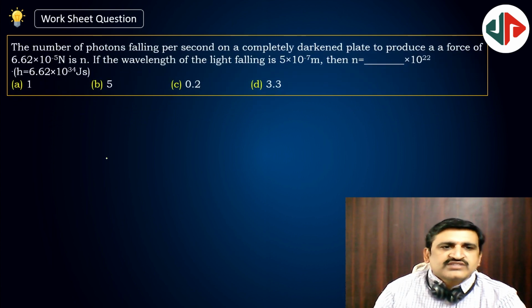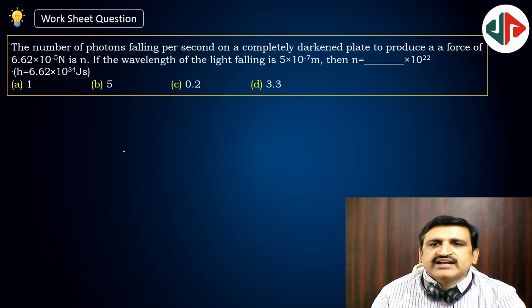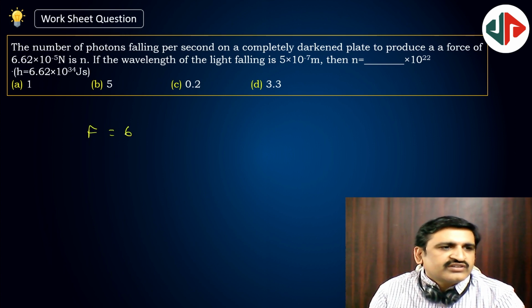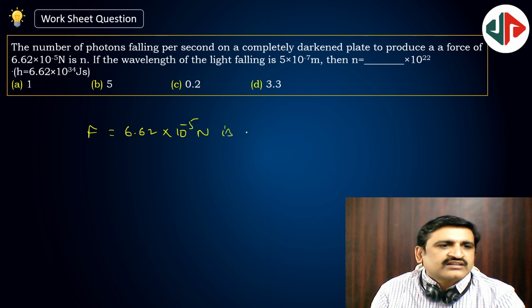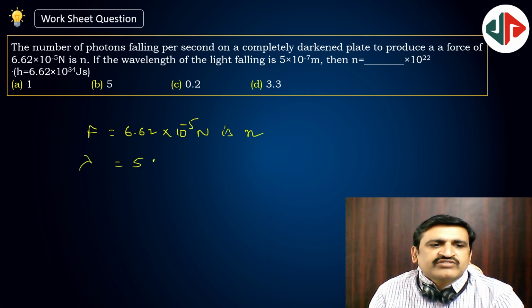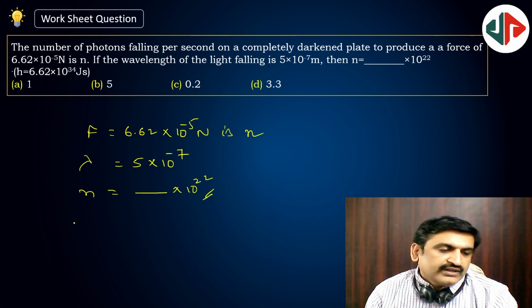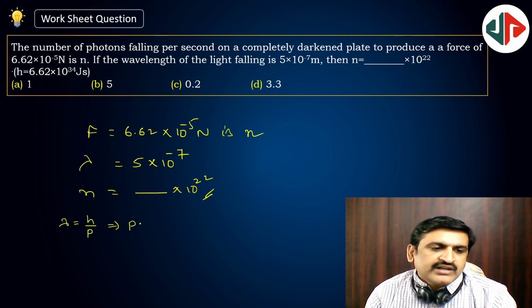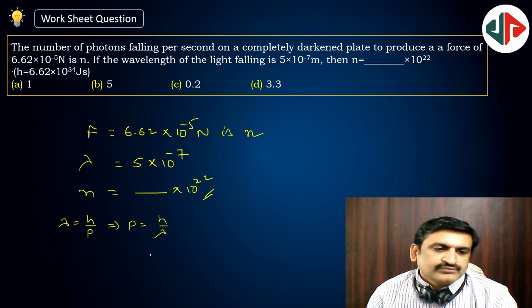The number of photons falling per second on a completely darkened plate to produce a force of F equal to 6.62 into 10 to the power of minus 5 Newton is N. The wavelength of light falling is equal to 5 into 10 to the power of minus 7. Then N is equal to dash into 10 to the power of 22. Here from de Broglie concept, lambda is equal to h by p. Implies momentum is equal to h by lambda.